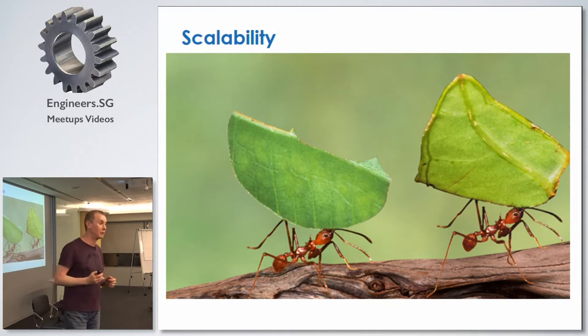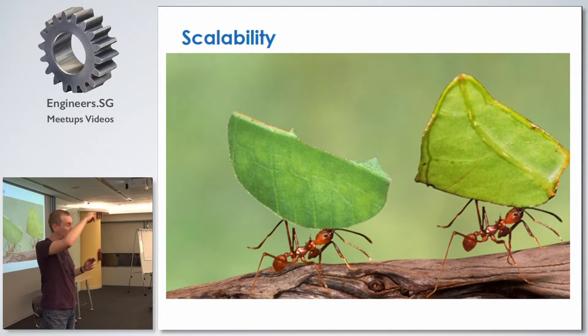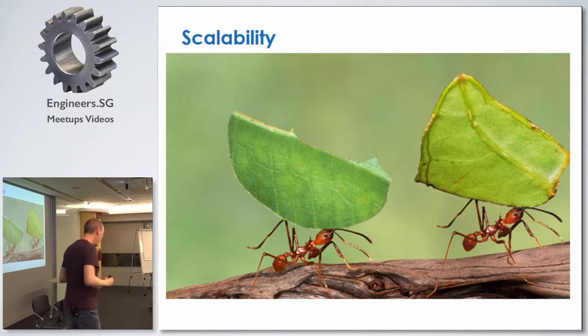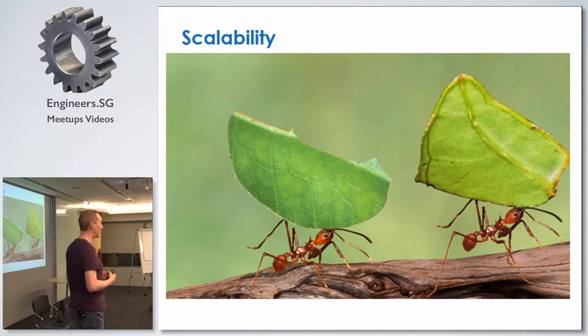Really nice and simple. They have a small brain. 50% of the time, they grab the wrong side. They start snipping, oops, it's fallen on the ground. I need to start all over again. Now, for us, if we looked at that problem, we go, I want to optimize that. We gotta make sure that they don't grab the wrong leaf. That would require a much larger brain for that little animal.